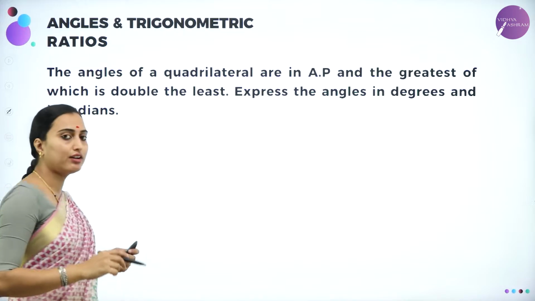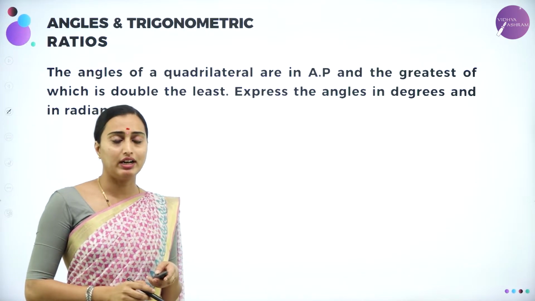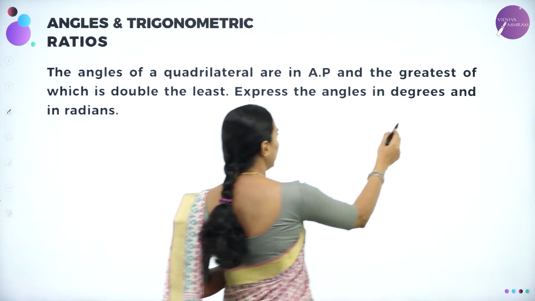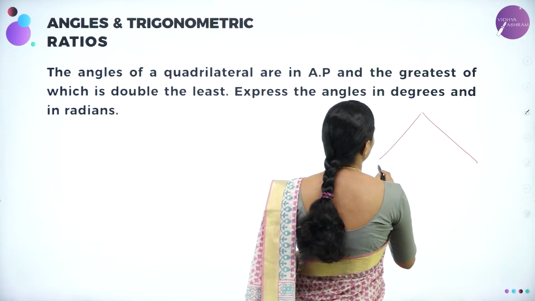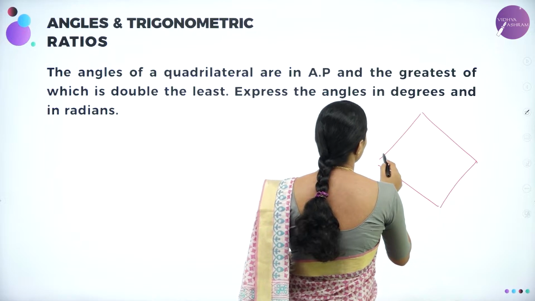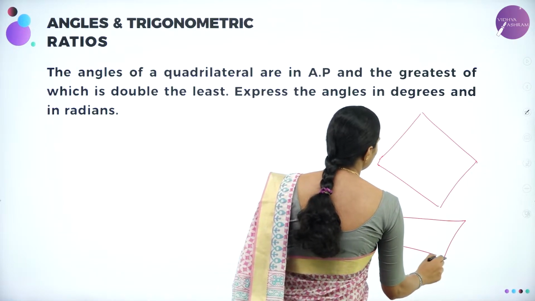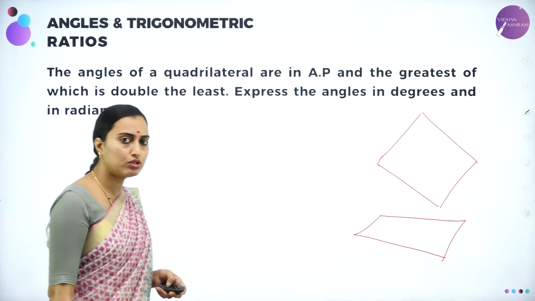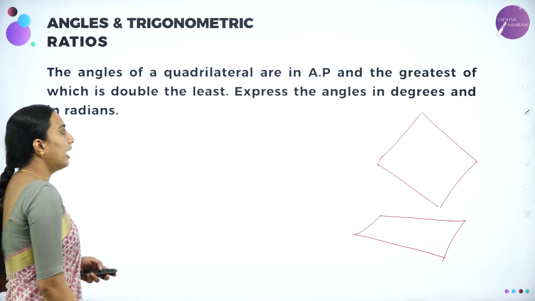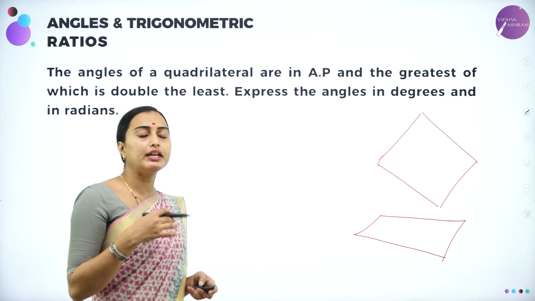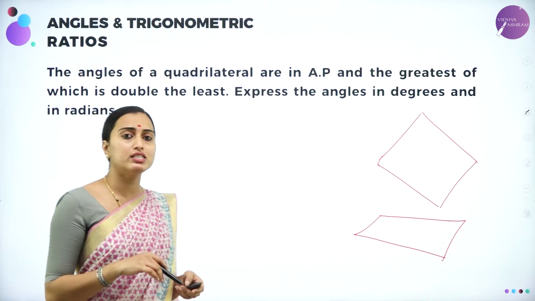Angles of a quadrilateral. Quadrilateral means what, dear? Quadrilateral means you are going to have it like this. A four-sided figure is nothing but the quadrilateral. Any four-sided figure is going to be known as the quadrilateral. Understood? So here they have given the angles of a quadrilateral are in AP. As I told you, in AP means what are the angles you have to consider?